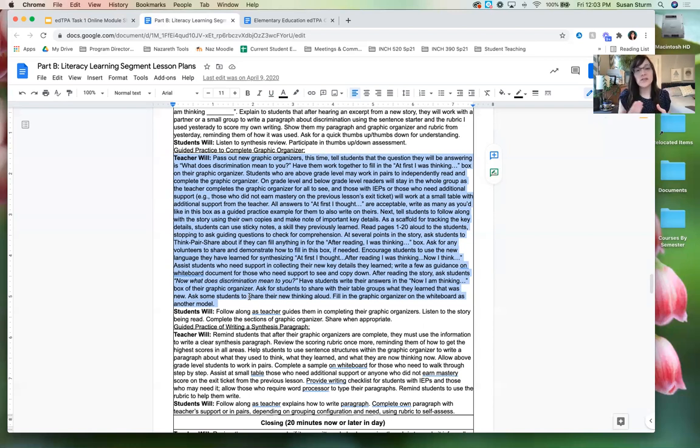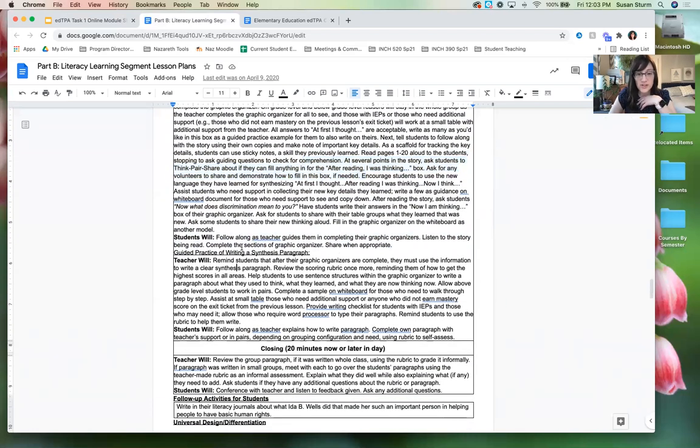So in this class, it makes sense for her to stay as the guide, helping them to complete their graphic organizers. They're still doing the thinking and doing the work by themselves, and they're filling in those boxes, but she's kind of taking it step by step for this group. So then they're going to write their synthesis paragraph, and they're going to use that scoring rubric to give themselves a grade. There's a checklist for students who need it, students with IEPs or students with language needs.